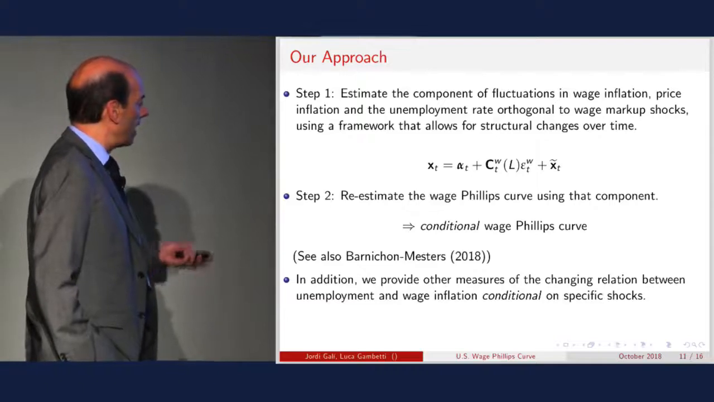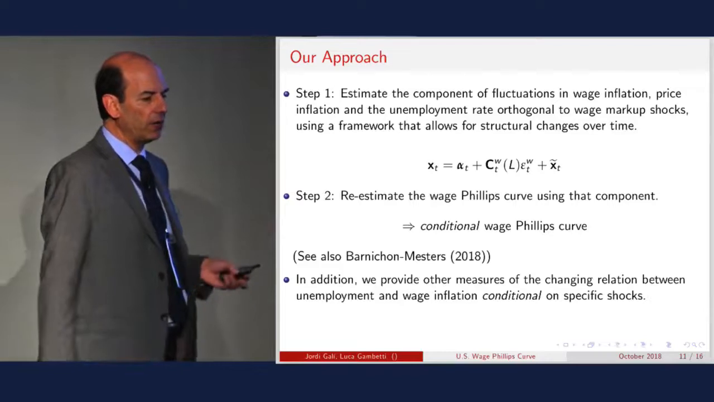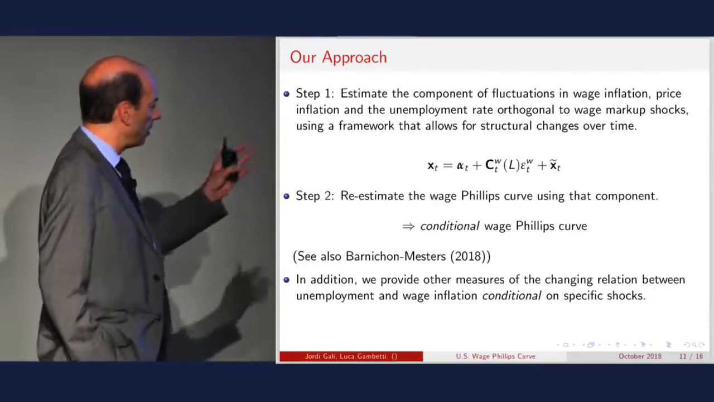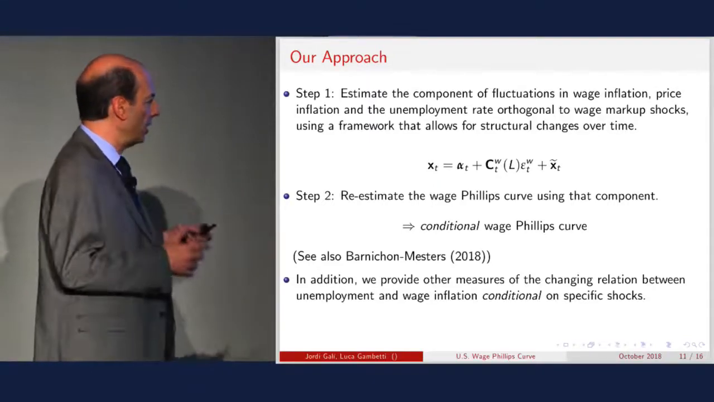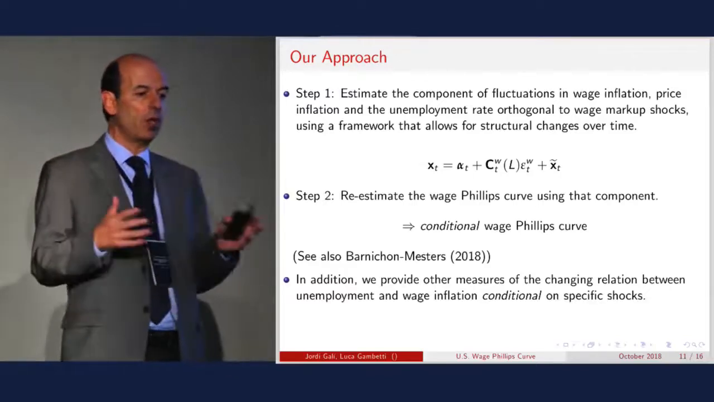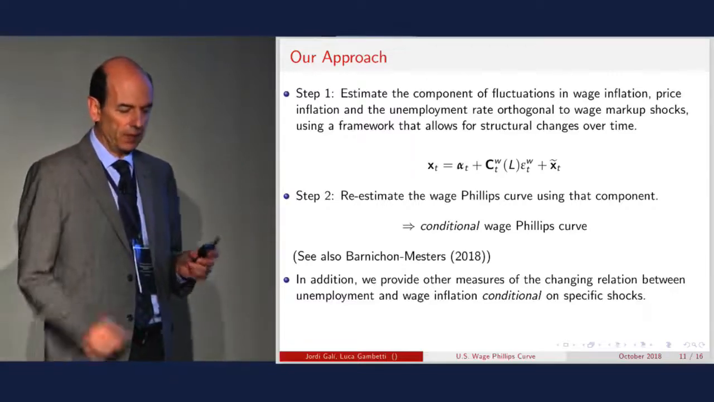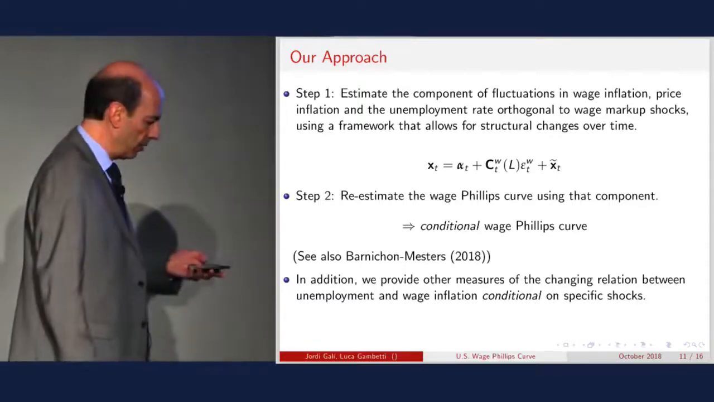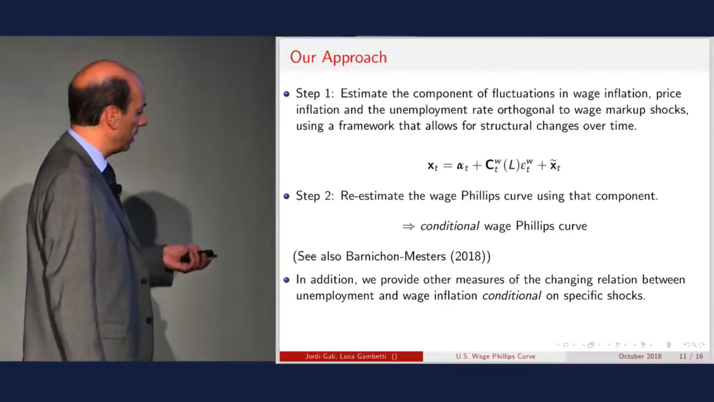Okay. And in addition, since that still relies on a particular specification of the wage Phillips curve, which you may not be happy with, we are going to provide other measures of the changing relationship between unemployment and wage inflation that, again, are conditional on specific shocks other than the wage markup shock, and that do not rely on a specific equation. And this is related to the dynamic multipliers that Matteo showed us this morning. It's essentially the same idea.